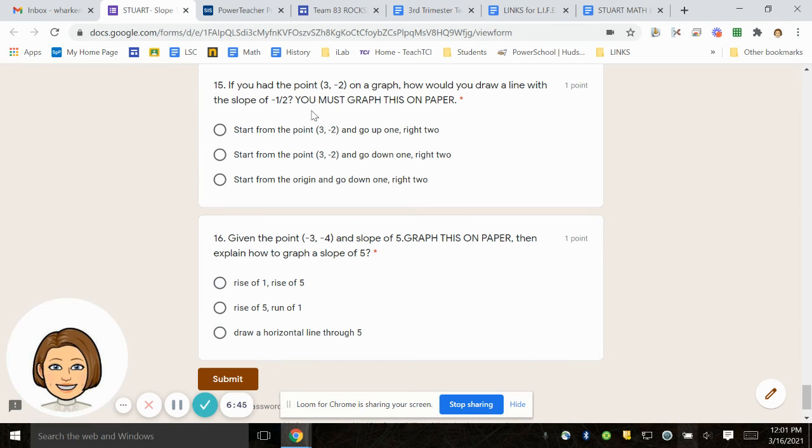If you had the point 3, -2 with a slope of -1/2, do you start from the point 3, -2, then go up 1, right 2? Do you start from the point 3, -2, go down 1, and right 2? Or do you start from the origin and go down 1 and right 2?